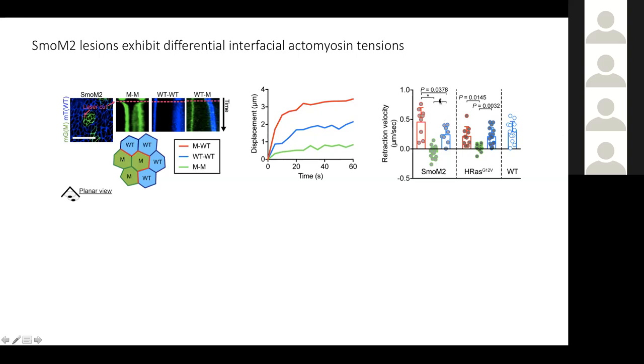The interesting thing here was that if you look at the retraction velocity between a mutant wild-type cell and a wild-type cell within the smoothened mutant tissue, there we do see a significant difference in the retraction velocity between these two cell types. So this really does suggest to us that at the edge of these mutant clones, there is this differential tension that could perhaps be giving rise to that shape. Whereas in the case of RAS, we don't see a difference in the interfacial tension between a wild type mutant cell and a wild type cell.